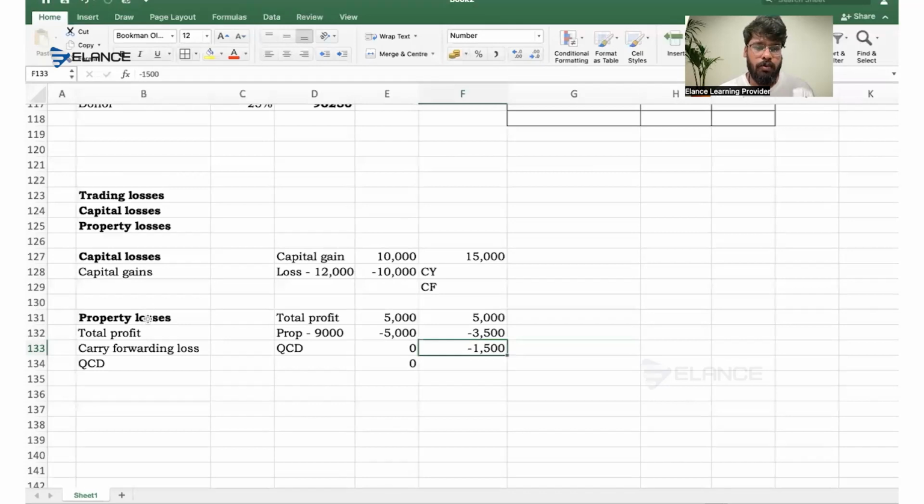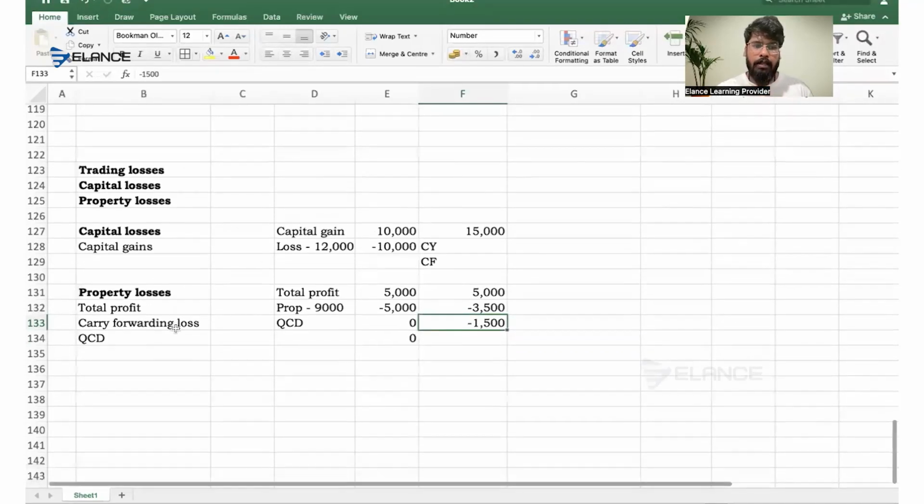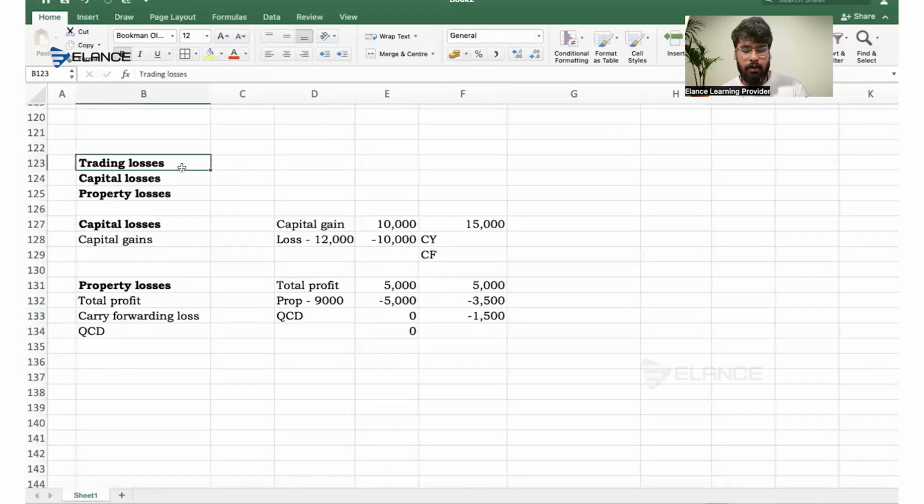Okay, so it is all about the property loss. And the last one, trading loss.